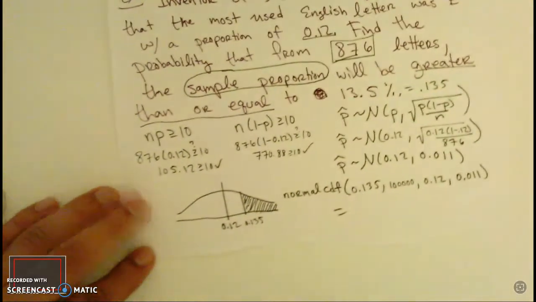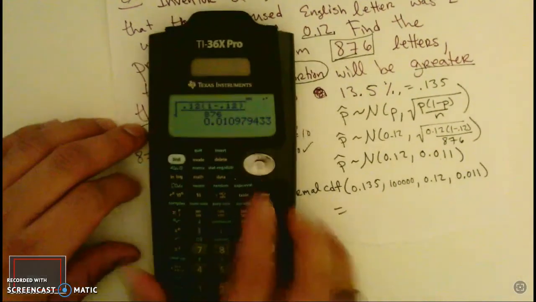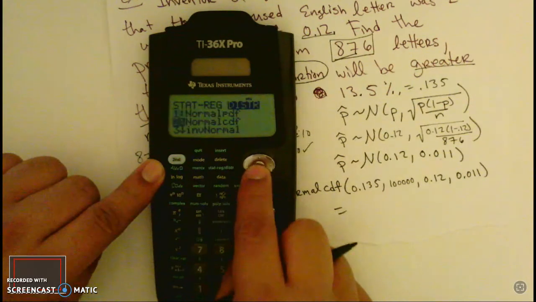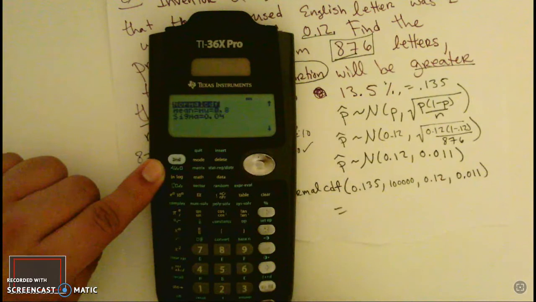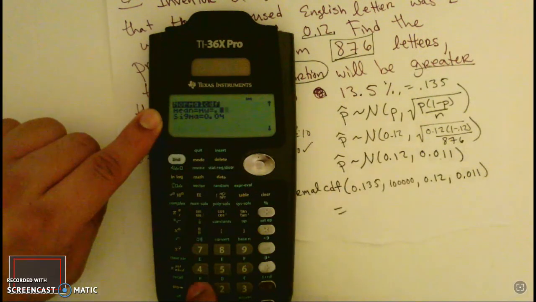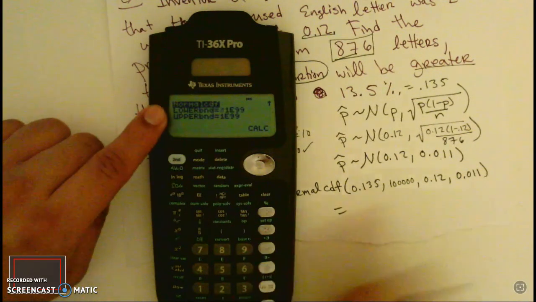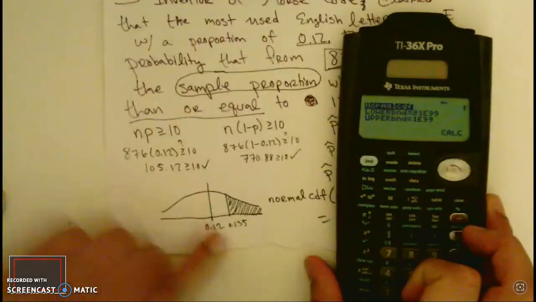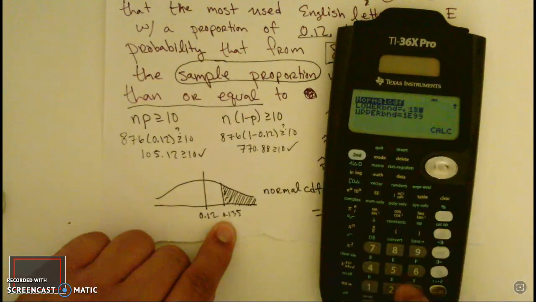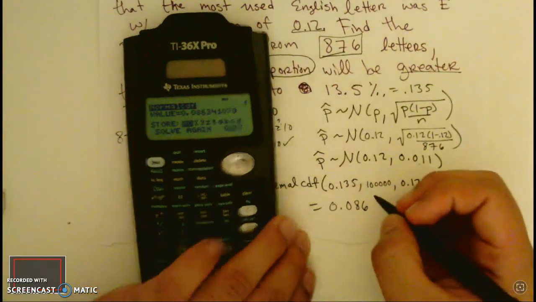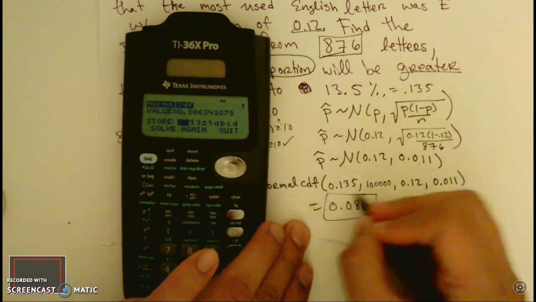Okay, so let's put that into my calculator. In our calculator, remember how we activate it. Second data, go to distributions, go all the way down to normal CDF right here. Our mean is 0.12. Our standard error is going to be 0.011. Enter. Our lower bound is going to be 0.135. As you can see, this is my lower bound, 0.135. And then our upper bound, we're just going to leave it as this. So calculate, and what do we get? We get approximately 0.086. Okay, that's my answer. I know it's a little blurry. Sorry, you guys. That is my answer.